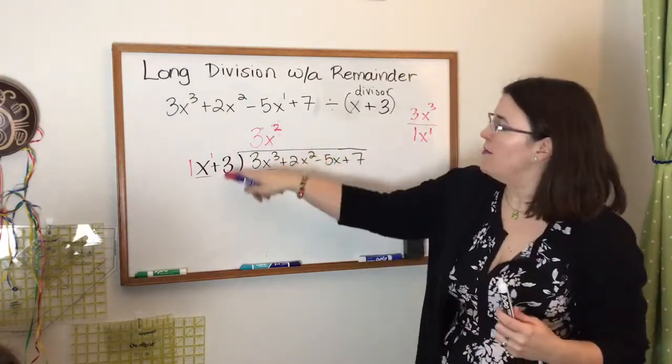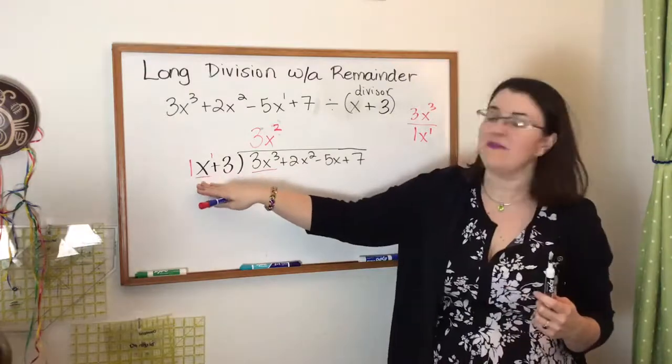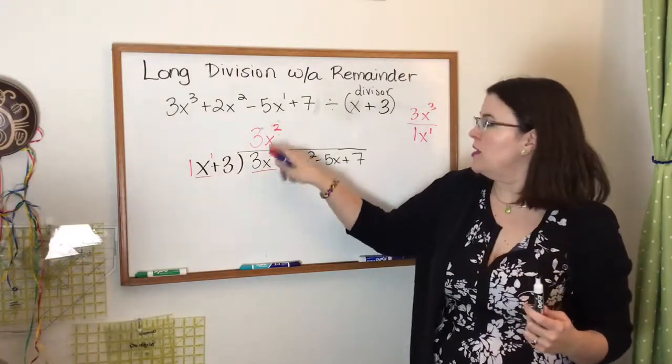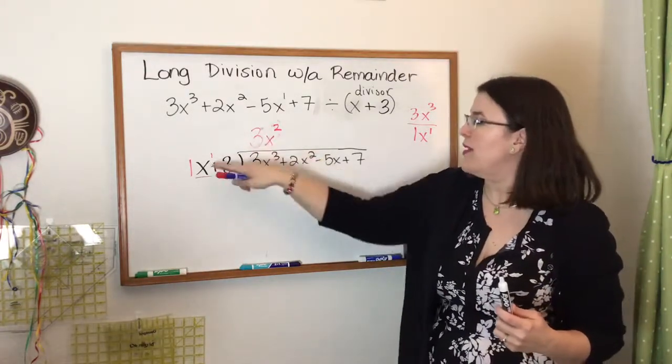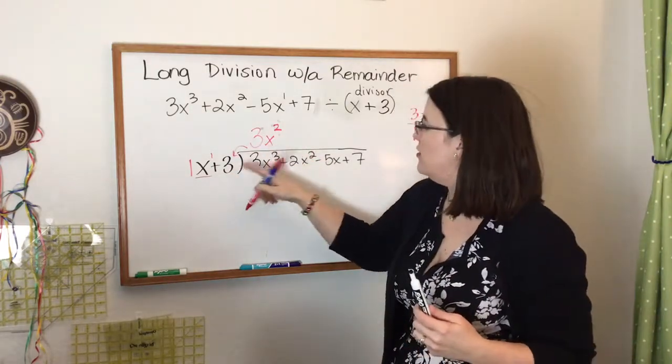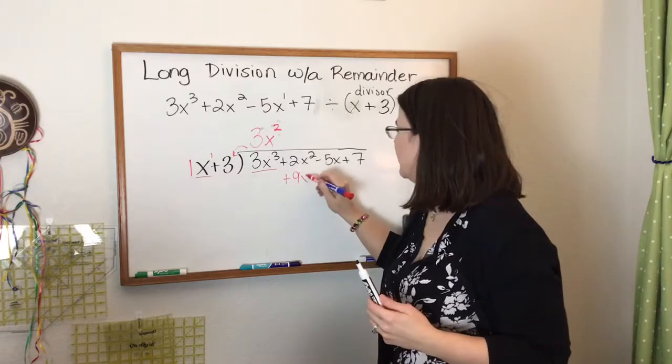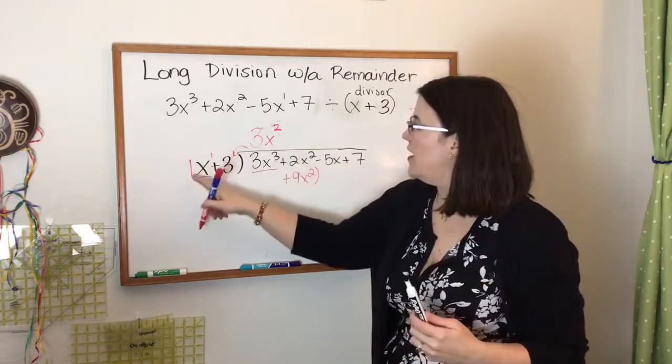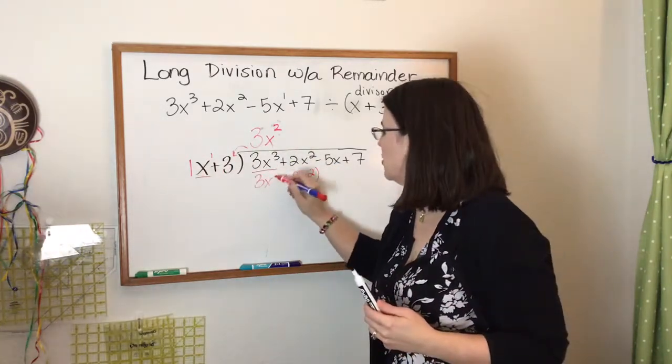Now I'm going to multiply back out to both parts. Even though I only looked at first term and first term to get my next part, I have to multiply back to both pieces because this is a binomial. So 3x squared times 3 is a positive 9x squared. 3x squared times 1x is 3x to the third.